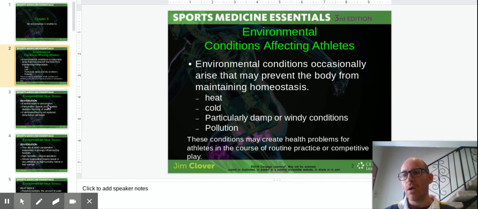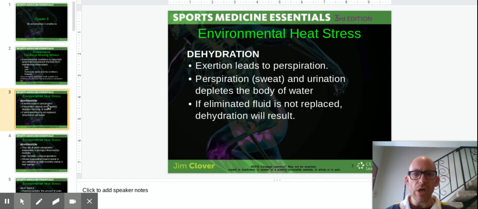All right, so the first thing we're going to look at is an environmental heat stress, which is dehydration. When we're out in the heat, we lose body water, through perspiration and sweat, which is there to keep us cool. If we are exercising or under exertion, the amount of perspiration is going to be higher, and perspiration, along with urination, is going to deplete the body of water. If that isn't replaced, you are going to become dehydrated.